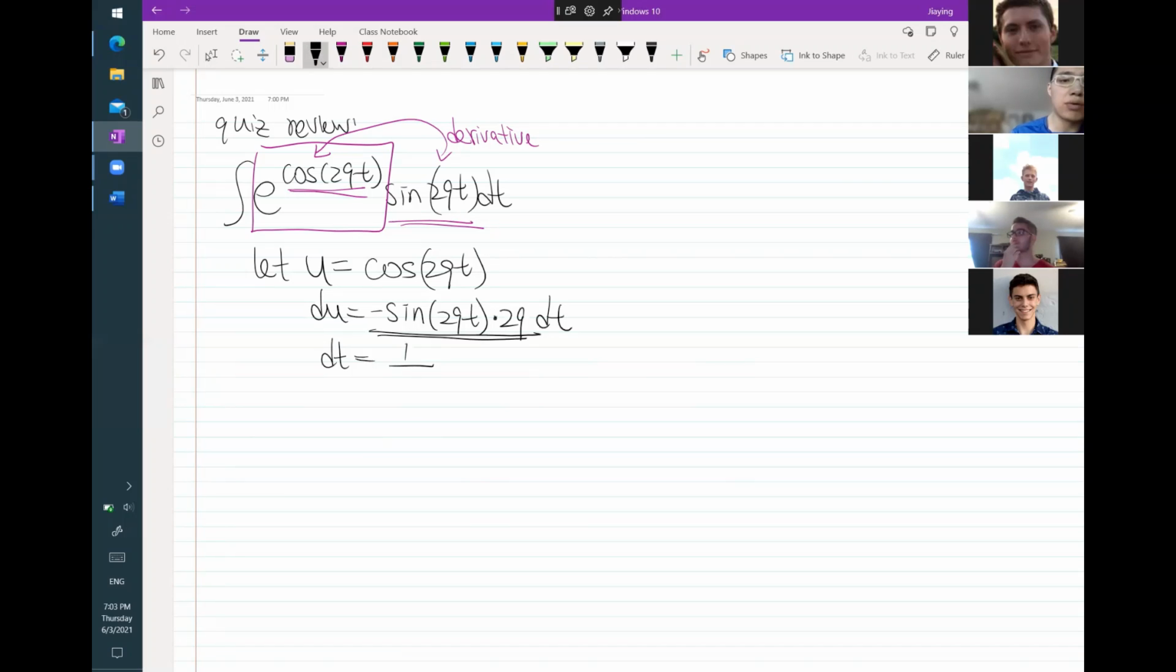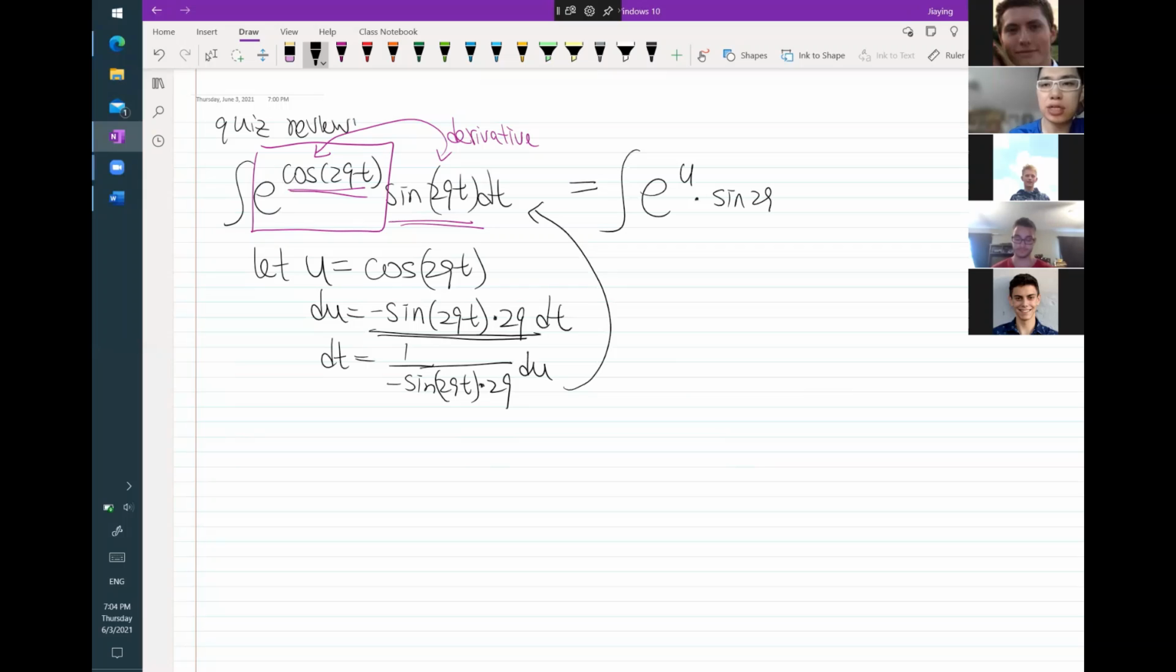You can just write 1 over negative sine 29t times 29 du, if you divide it from both sides. After you've done that, you're going to put it back into the integral. So that becomes integrating e to the cosine 29t, that becomes a u, right? Just e to the u. And the sine, let's just leave it. So sine 29t. And then dt becomes 1 over negative sine 29t times 29 du.